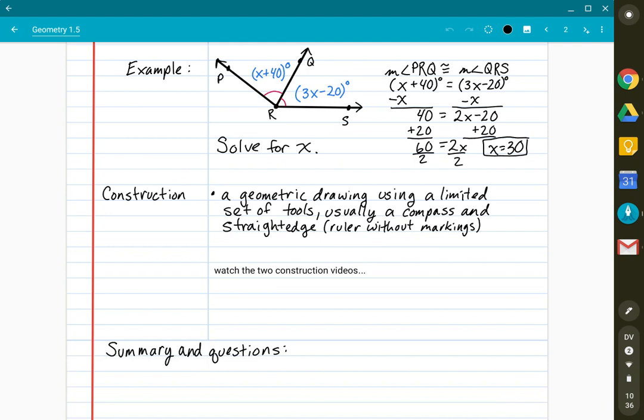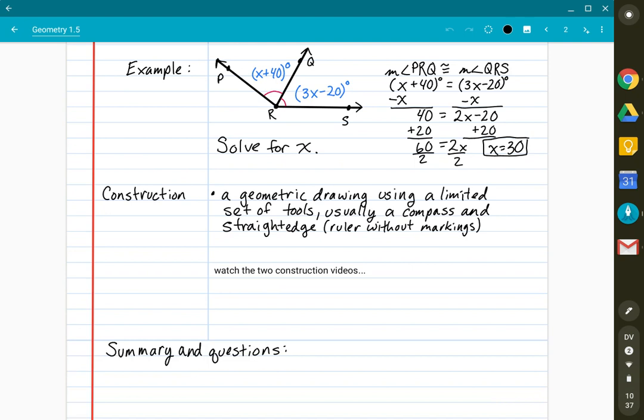Our straightedge is a ruler that has no markings, and the purpose of using these tools is to show you how geometry has been developed over centuries. These tools are so primitive that they were able to use them in ancient Greece or ancient societies to discover the same geometric principles that we're studying today.